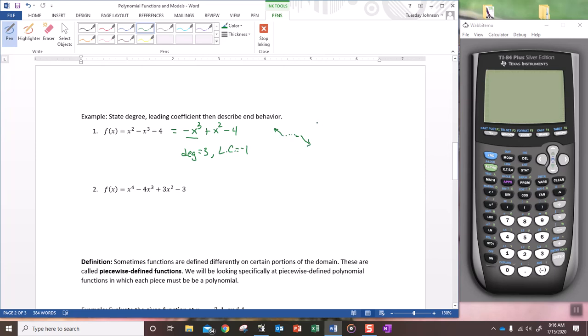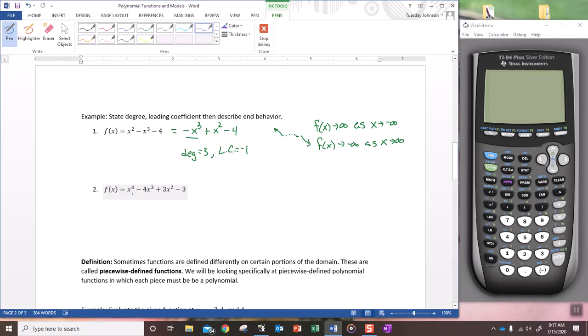And for this we say f of x approaches infinity as x approaches -infinity. And down here we say f of x approaches -infinity as x goes to positive infinity.